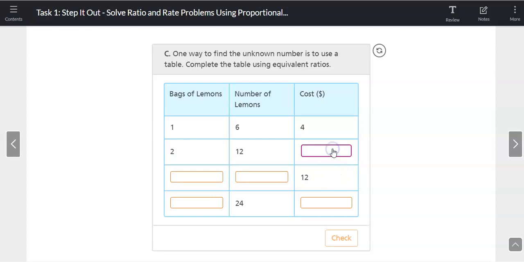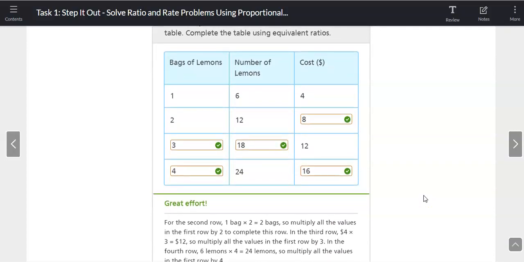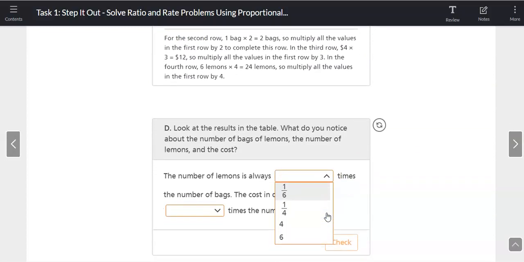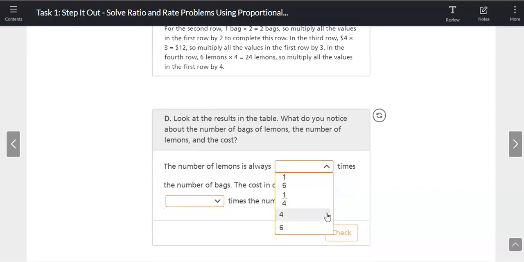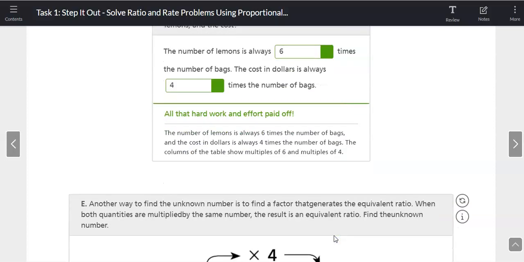So this would be 8. If I bought 3 bags, the number of lemons that would be in there would be 18, and it would cost $12. If I bought 4 bags, it'd be 24 lemons in there, and it would cost $16. So that's how you could use a table for it. So the number of lemons is always 6 times the number of bags. The cost in dollars is always 4 times the number of bags.